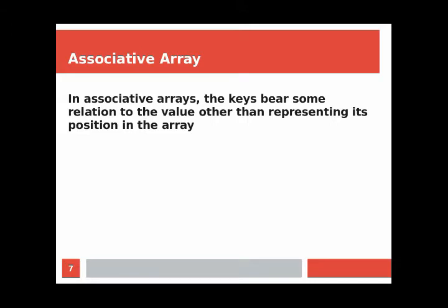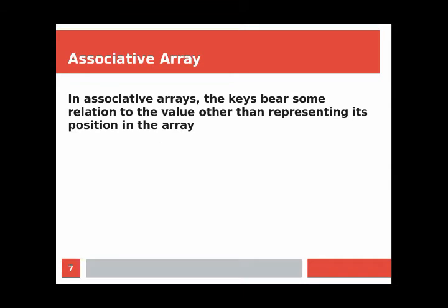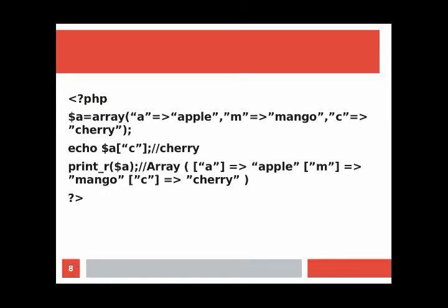So students, remember that in an index array, what we have seen is an index with a particular value, and here in an associative array, keys bear some relation to the value. So here keys and values are important. We will see one program here.